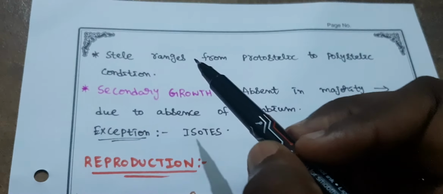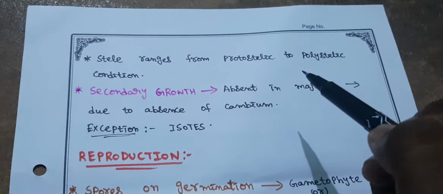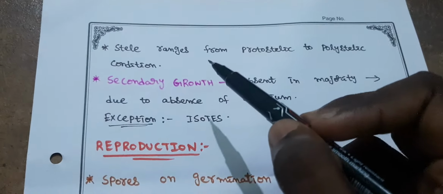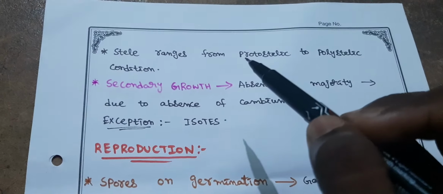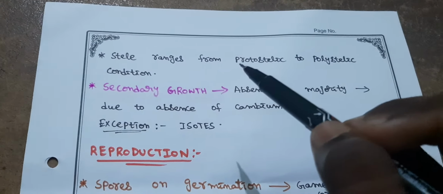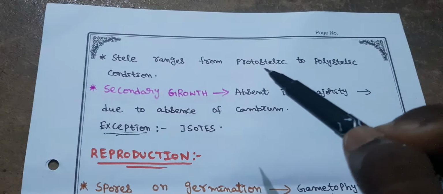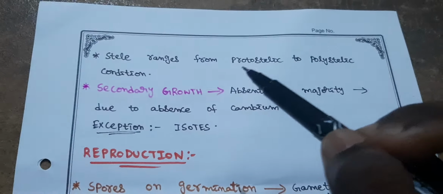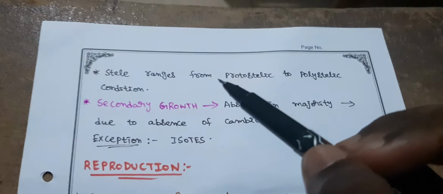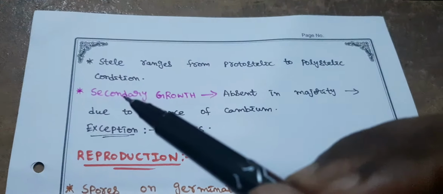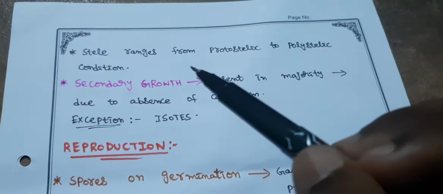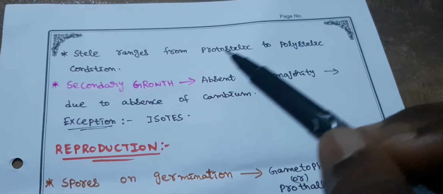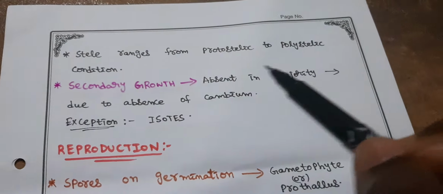Next, stele ranges from protostelic to polystelic condition. About this we'll discuss later, because we have a topic, stelar evolution in Pteridophytes. It can come as a long answer or short answer for degree students. That means this stele ranges from protostele, this is the basic stele, to polystelic condition.